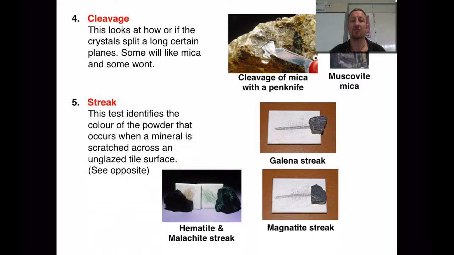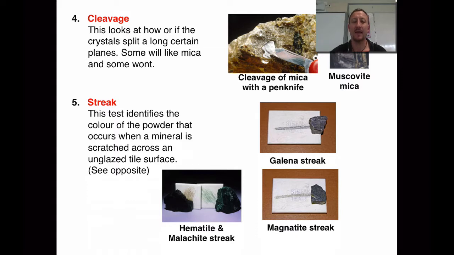We go on to the streak test. Now the streak test is often done on an unglazed tile, and it looks at when you scratch the mineral across the unglazed white tile, it looks at the color of the powder which is generated. Now if you look at the three photos that you've got here, we've got galena. Galena is putting that sort of grey color. Then we've got magnetite, which has a sort of browny grey color.